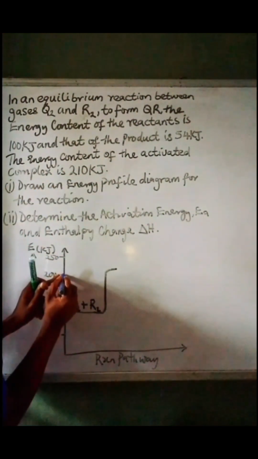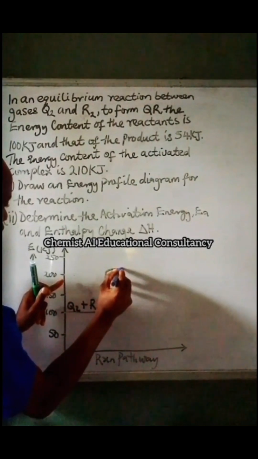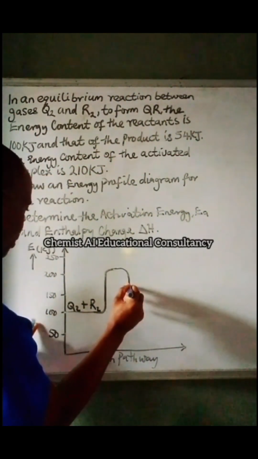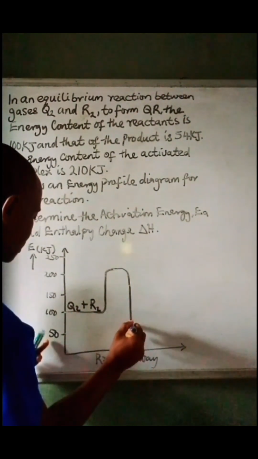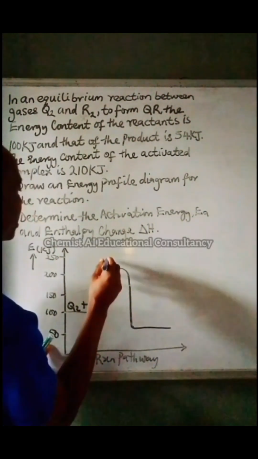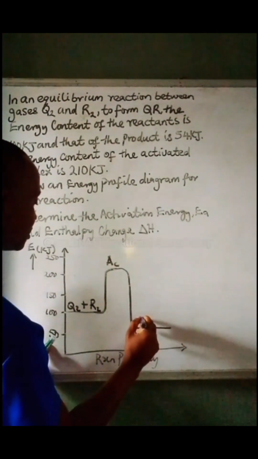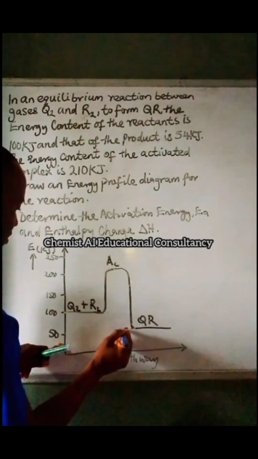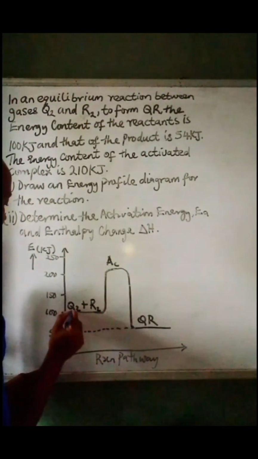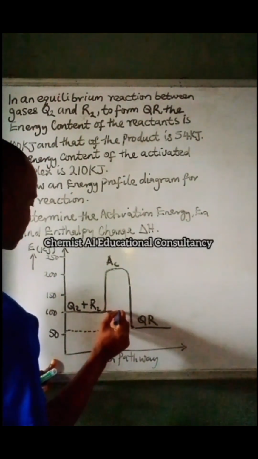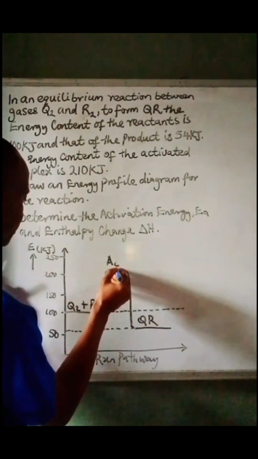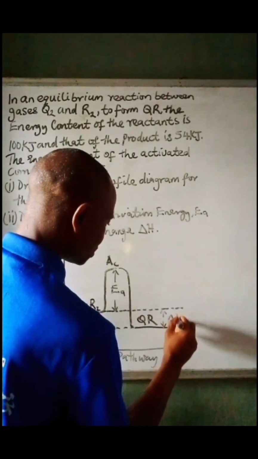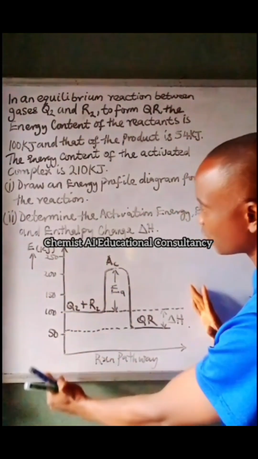So, as if you pass 200 a bit, 210, then you come back to the product, whose energy is 54. So, you are going to come down to almost 50. Yeah, 54. Here is the activated complex, and here is the product QR. QR, the energy is 54. You trace it. Then the reactants, the energy of the reactants is 100. You trace it too. Now this is the activated complex, activation energy, EA. Here is the delta H, enthalpy change. And this is the energy profile diagram.